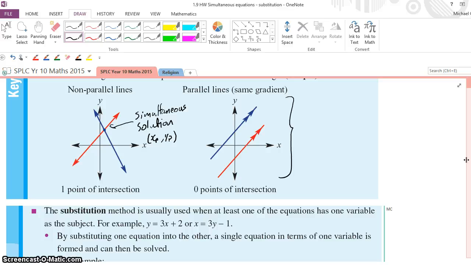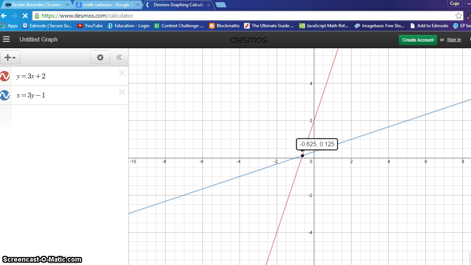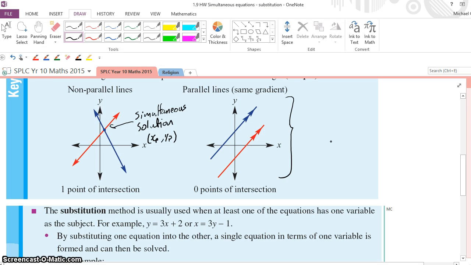So I've already prepared it over here in Desmos. You can see the two equations, y equals 3x plus 2, x equals 3y minus 1, and you can see the point of intersection in Desmos. If you just click on the point, it will automatically give you the coordinates, which is great. Negative 0.625 and 0.125, negative 5/8 and 1/8 if you're like me and you like your vulgar fractions. Will we get the same answer algebraically? We better go ahead and find out.